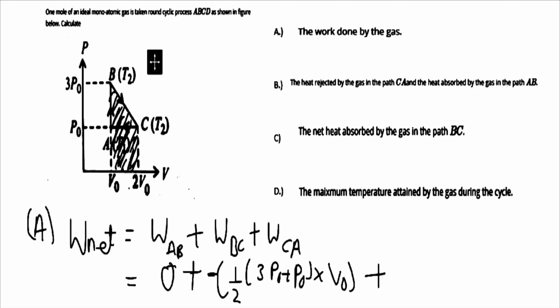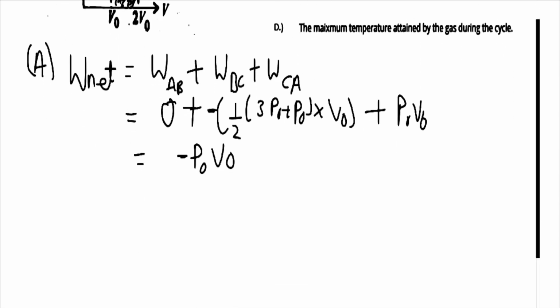And the work done from C to A, as you can clearly see, it's a compression, that is work done on the system in which the volume has been decreased, and the work done from C to A is the area that I'm shading with this black pen. It's clearly a square with length P naught and breadth V naught. So the work done in the path C to A is positive P naught V naught. So on further simplification, you will get net work done as minus P naught V naught. So that is the answer for the part A.